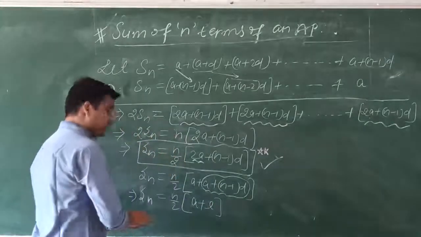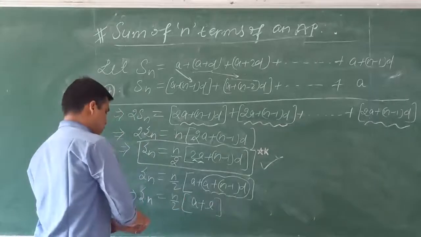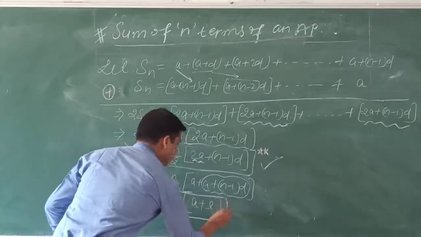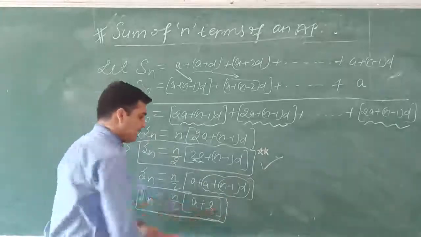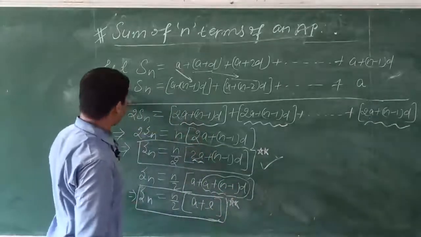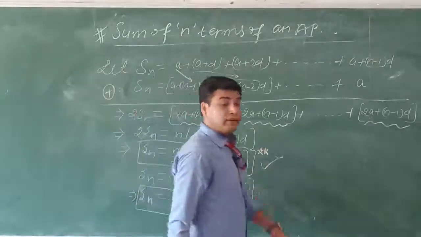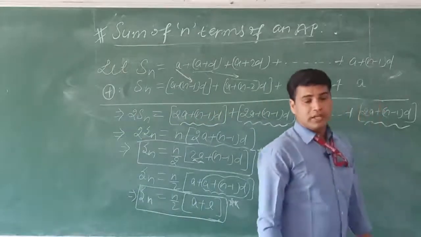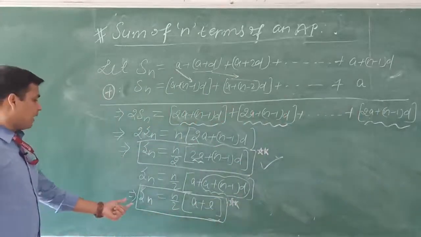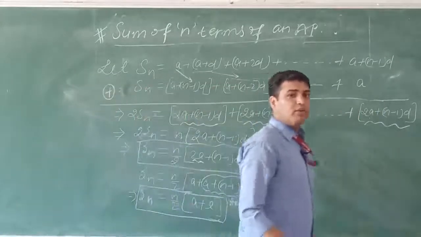So this is the formula. When l is given, then we can apply this formula: Sn equals n by 2 into a plus l. A is the first term, l is the last term. So you can remember this. This is a very important formula: Sn equals n by 2 into 2a plus n minus 1 into d when n is given. When n is not given and l is given, then we can apply Sn equals n by 2 into first term plus last term.